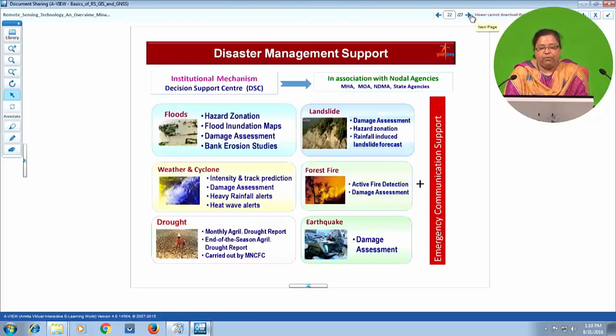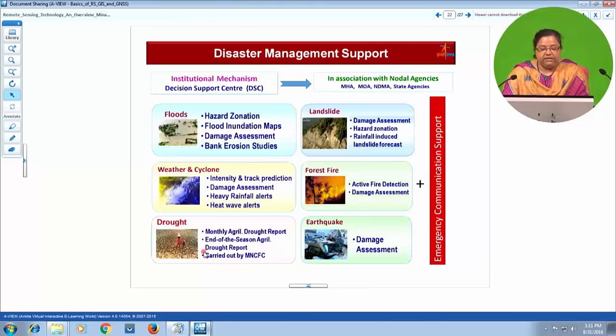There is strong support towards disaster management by the Indian Space Program. In association with different nodal agencies, the Decision Support Center has facilities for flood mapping, hazard zonation, flood inundation mapping, damage assessment and bank erosion studies. In weather and cyclone, intensity and track can be predicted, and the damage due to the cyclone can be assessed. Alerts for heavy rainfall and heat waves are also generated using these disaster management studies under the space program. Drought monitoring is possible using the Indian Space Program.